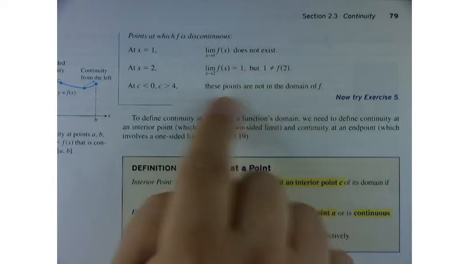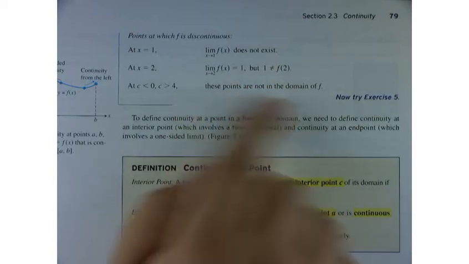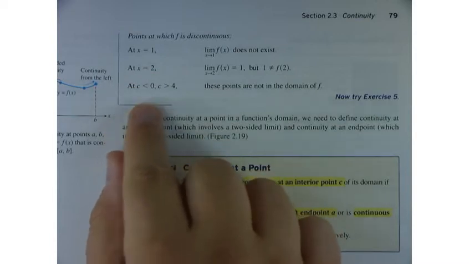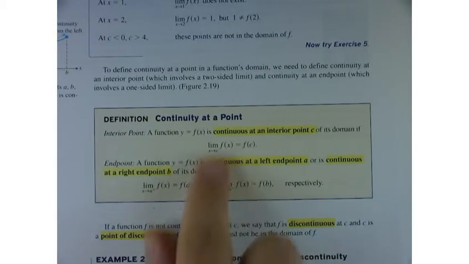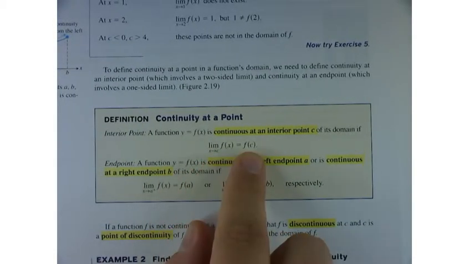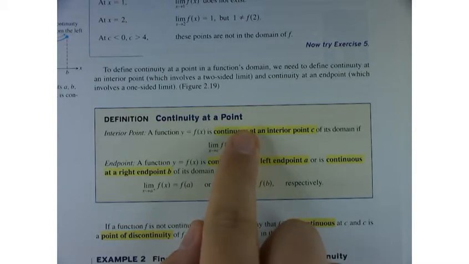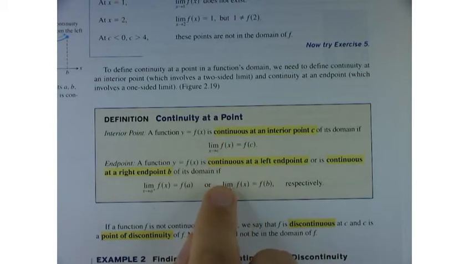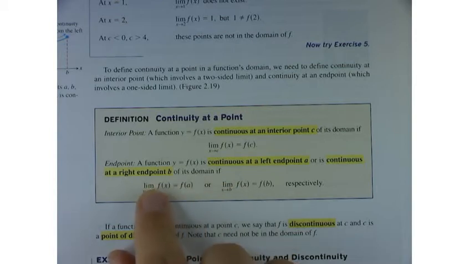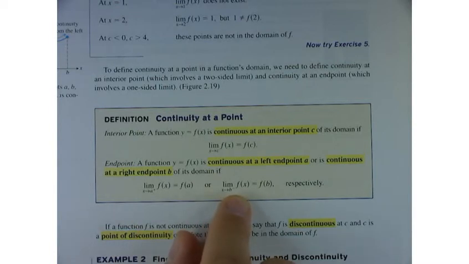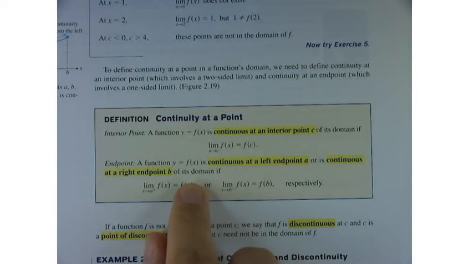Okay? And so these points, 0 and 4, are not in the domain because they're the end boundaries. And so as long as when we take the limit of f of x as x approaches c and it's defined at that same value, then we consider the function to be continuous at an interior point. Now a function could be continuous at the left or right endpoints, so long as the same thing applies. However, we take the limit from one side or the other and they're still defined. Okay? Respectively.